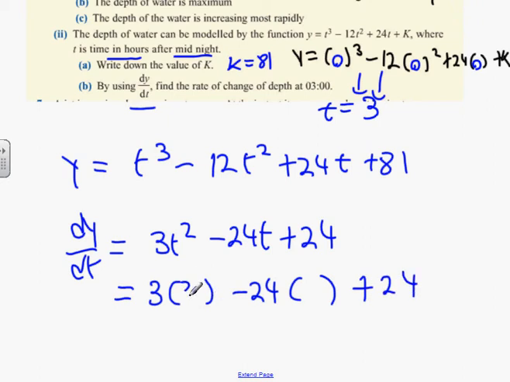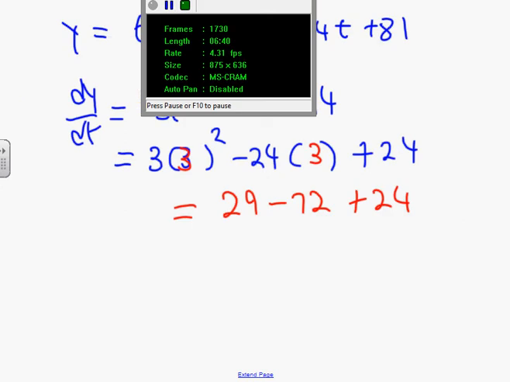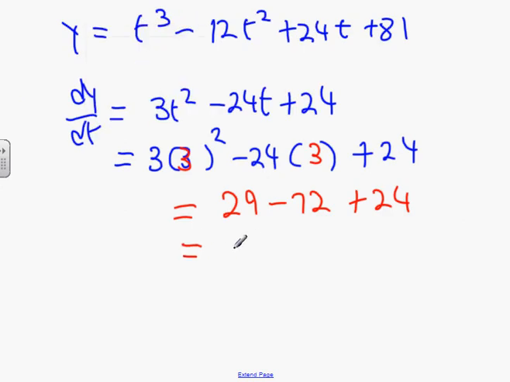We'd put in 3 squared. Put in red. 3 squared minus 24 times 3 plus 24. What do you get? Anybody? Minus 21, is it? Minus 19, guys. Okay, so just use the calculator. Make sure you get the answer out without any mistakes.